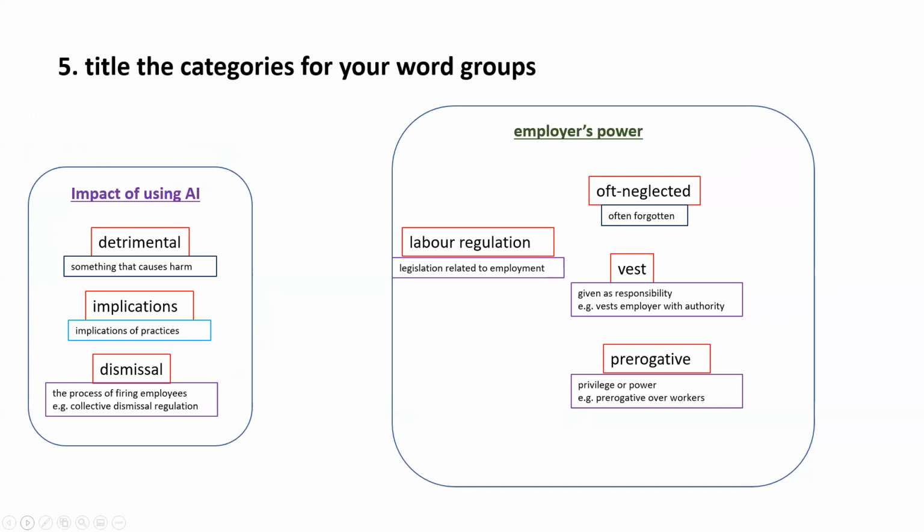So I decided that group number 1 could be impact of using AI, and detrimental implications and dismissal could be the words, and then employers' power. And here I wanted to put labor regulation, neglected, vest, and prerogative.